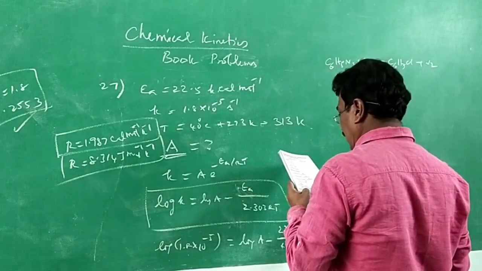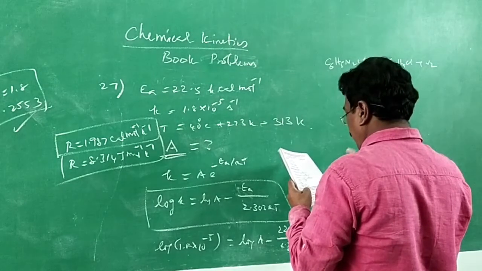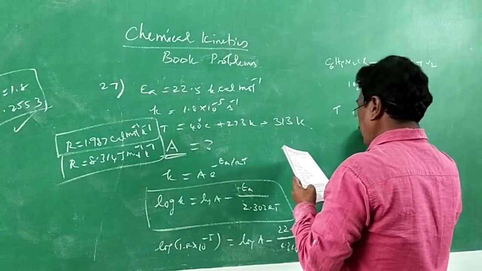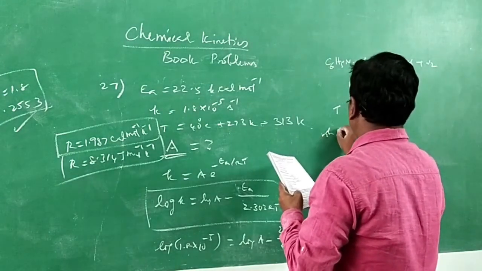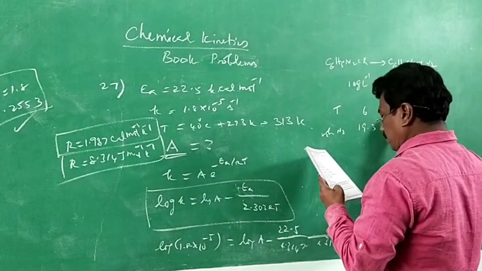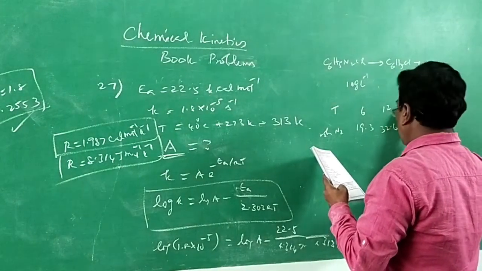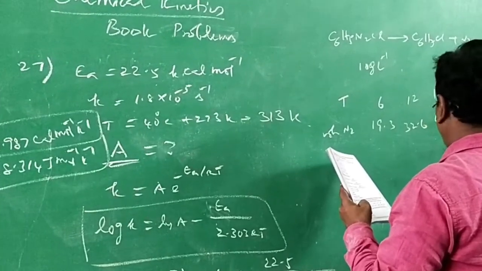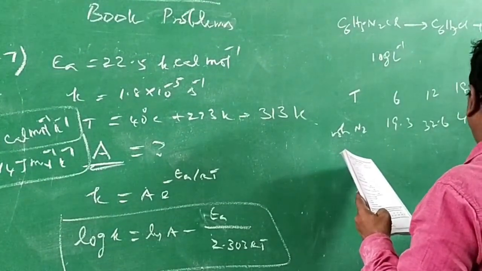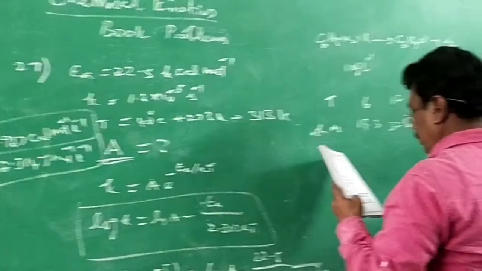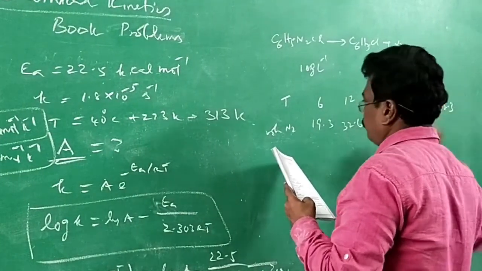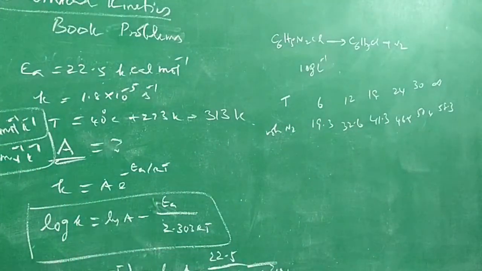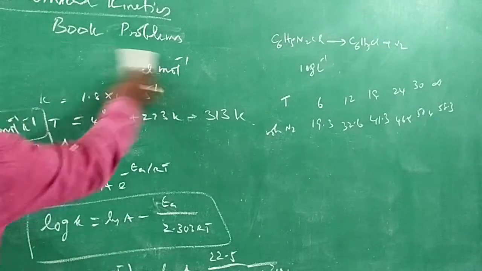The volume of nitrogen gas obtained at 50 degrees Celsius at different intervals of time was found to be: at 6 minutes, 19.3 is the volume of nitrogen. At 12 minutes, it is 32.6. At 18 minutes, 41.3. At 24 minutes, 46.5. At 30 minutes, 50.4. At time infinity, it is 58.3. All right. Volume at different time intervals are given, and it is a first order reaction. That's what is given.